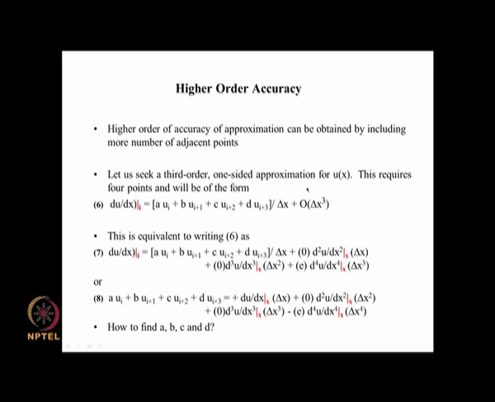So we can have a systematic way of arriving at the order of accuracy for a given derivative. In this case, we are going to look at only the first derivative, and we will seek a third order one sided approximation for ∂u/∂x at x. We will see, when we generalize it, that the generalized result requires 4 successive points of the mesh.